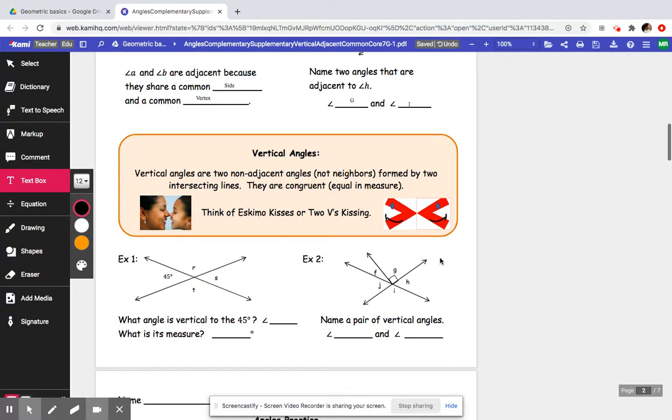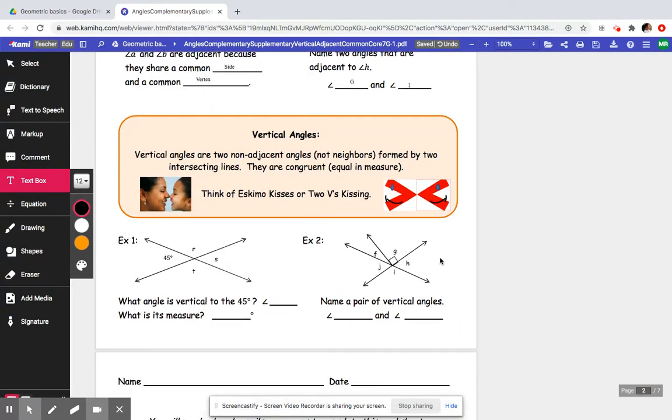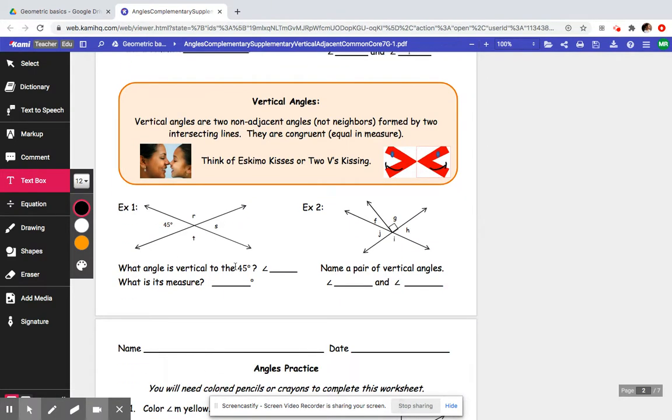Okay, let's go on to vertical angles. You haven't talked about these yet, but vertical angles are two non-adjacent angles, not neighbors, formed by two intersecting lines. These are congruent, equal in measurement. This picture gives you a great example of what it will look like. If we're looking down here, what angle is vertical to the 45 degree? That would be S because it's right across. It's vertical to it.